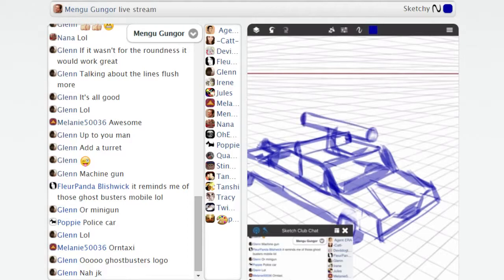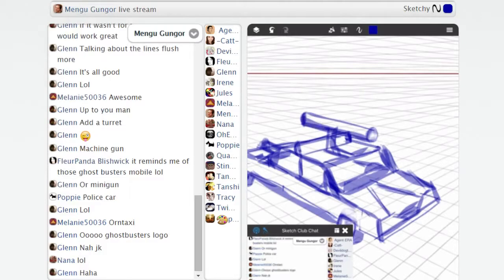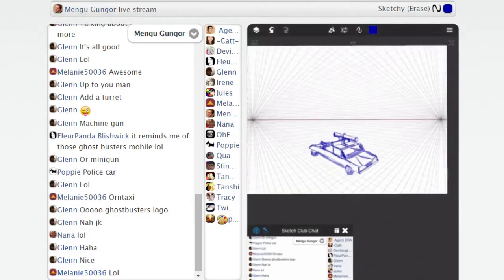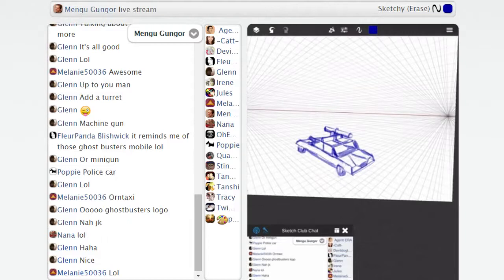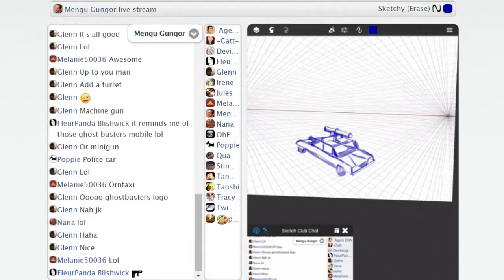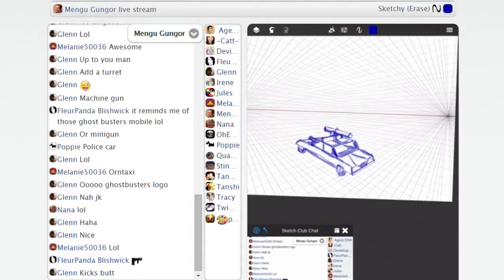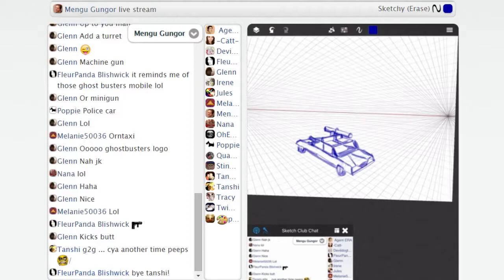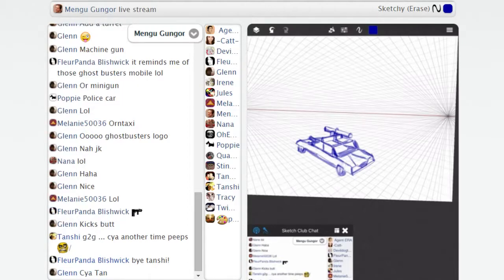There is a mounted weapon of some sort. We'll make it a ray gun. Got some sort of targeting system on its side. There. Okay.